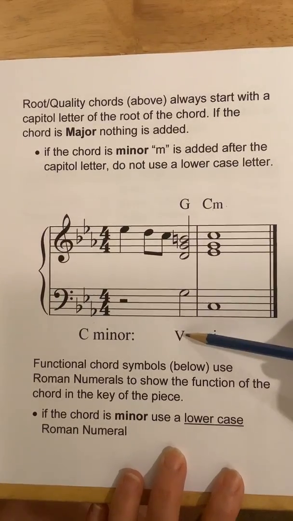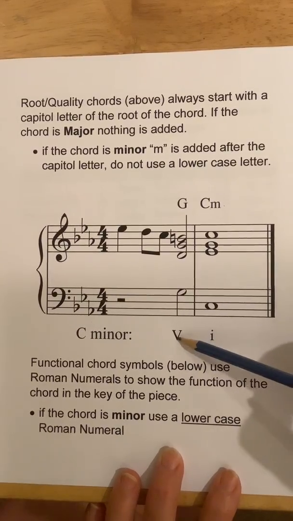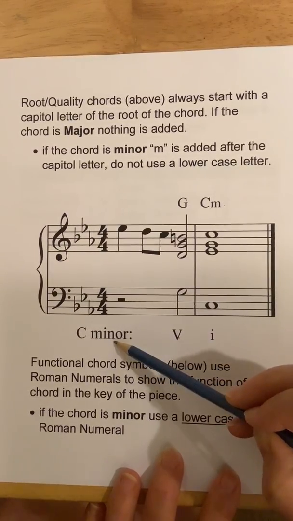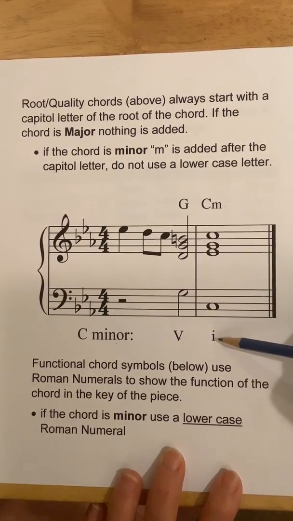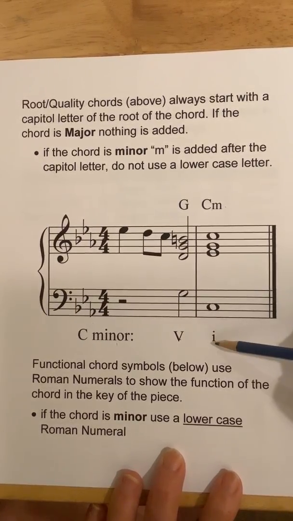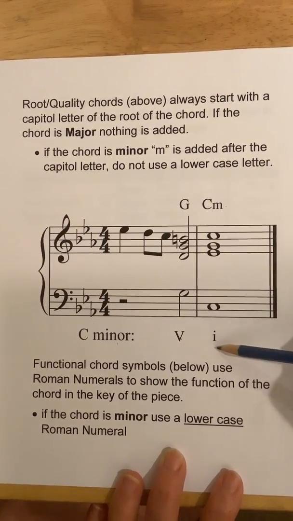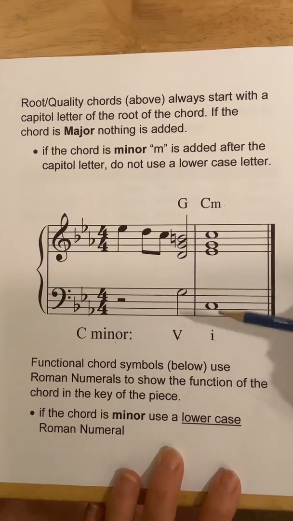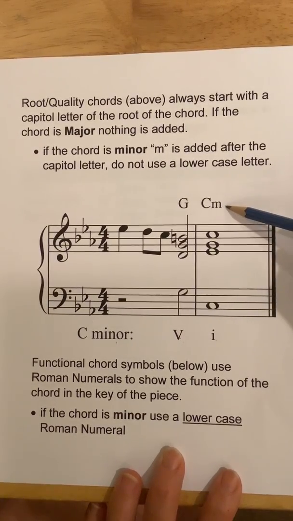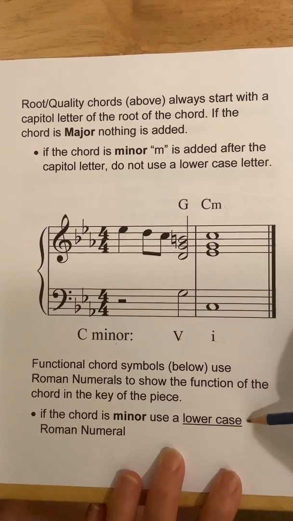Under here, we still have our capital 5 because this is a major triad. The functional chord symbol, it functions as the dominant to C minor. But now we have a lowercase Roman numeral because that tells us this is a minor triad. It still functions as the tonic of C minor, but down here, the functional chord symbols also tell us whether it's major or minor. Okay, so here, if it's a minor triad, we add an M. And down here, if it's a minor triad, we use a lowercase Roman numeral.